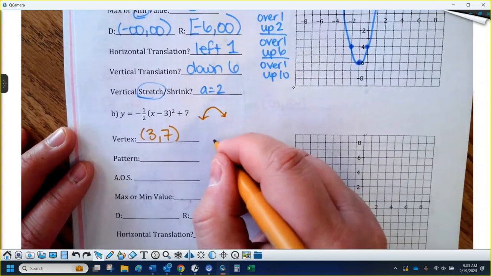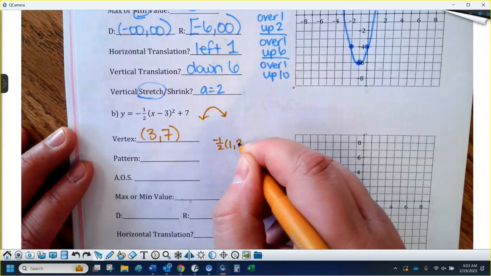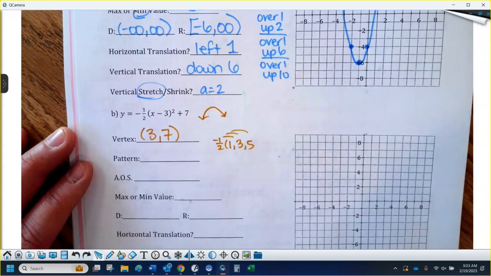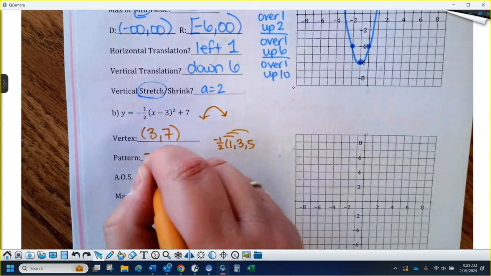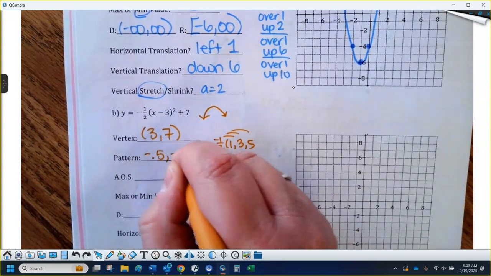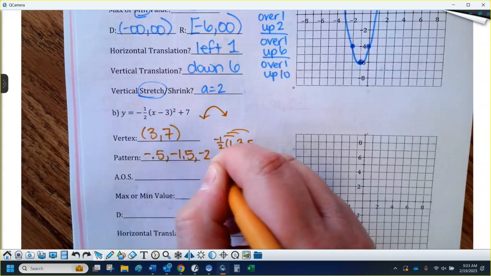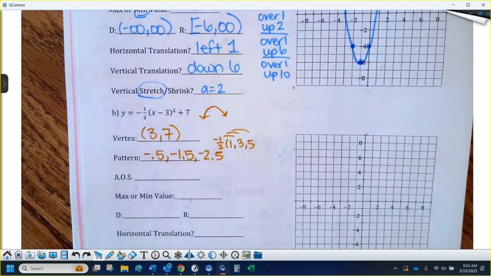Okay, now the pattern here. So I'm going to do -1/2 times that 135, but please, please, please, if it's a fraction, just write it as a decimal for me, because sometimes if they see a fraction, people will try to do rise over run, and you do not want to do that here. So I'm going to write -0.5, -1.5, and -2.5 would be my pattern.